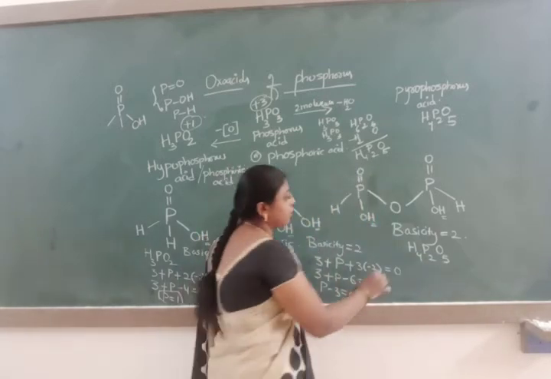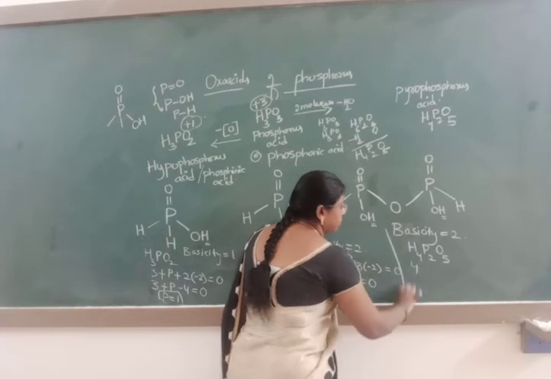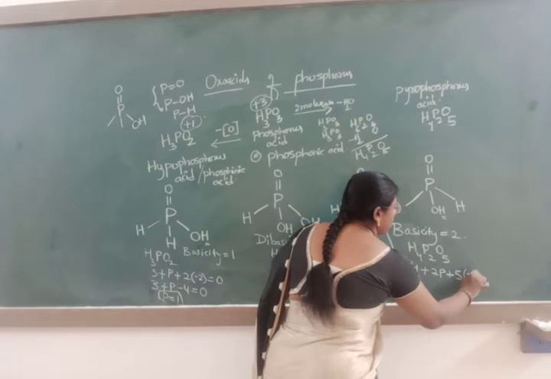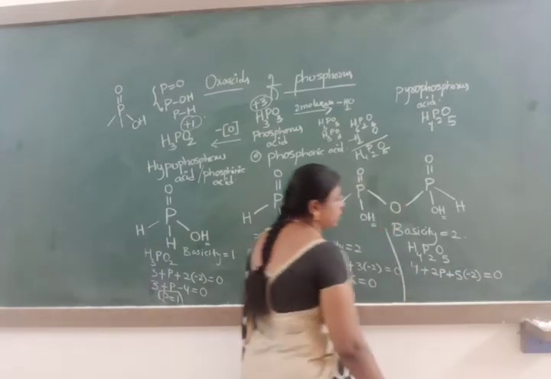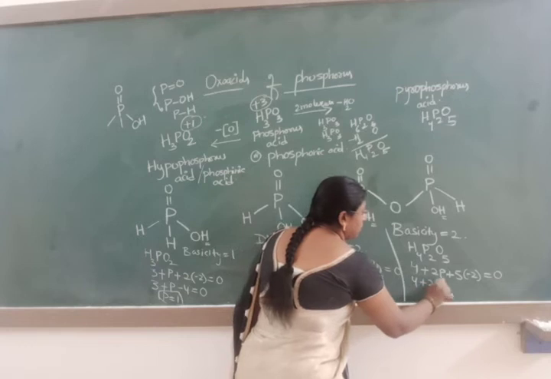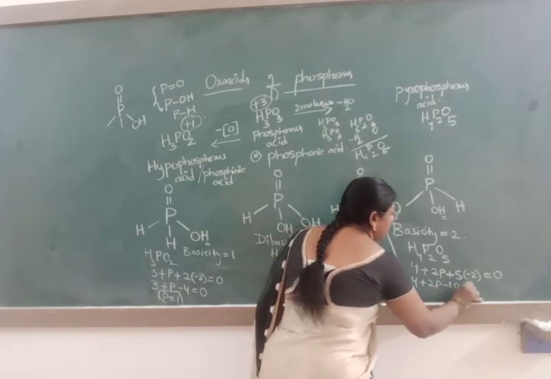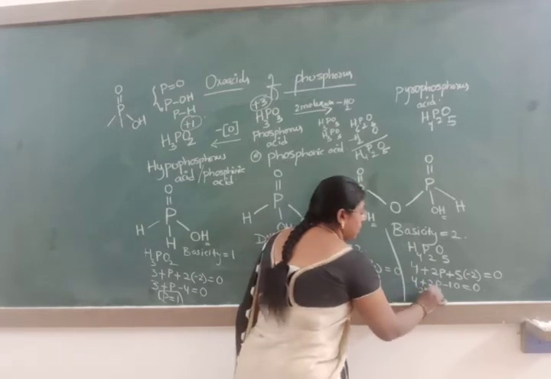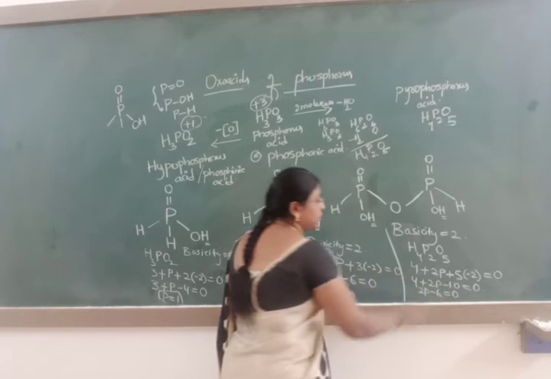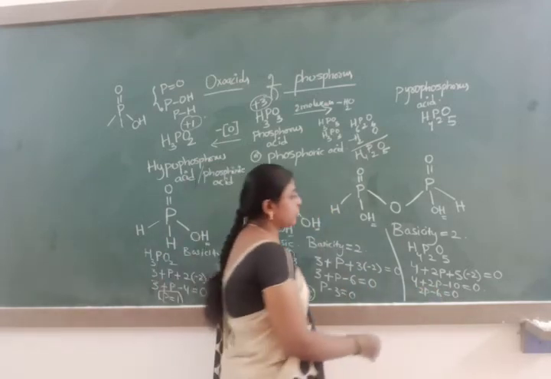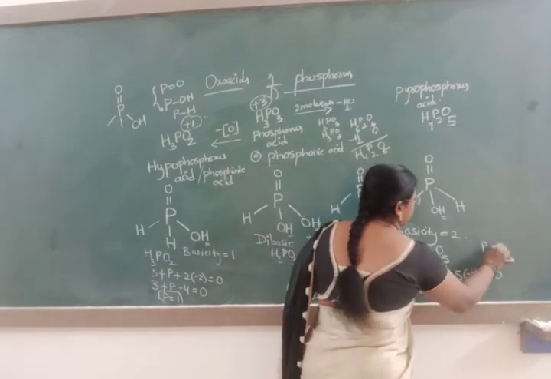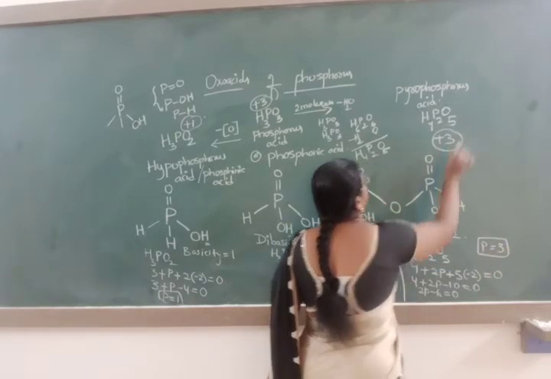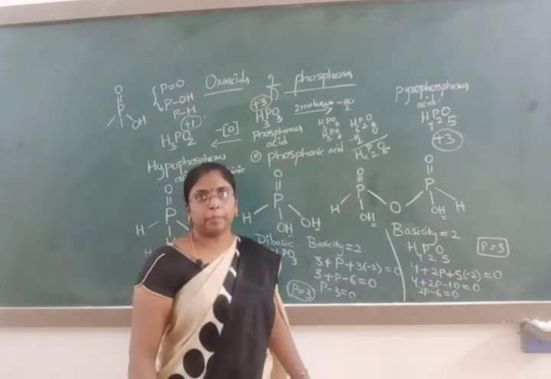4 hydrogens are there. I can write it as 4 plus 2P for phosphorus, 5 oxygens, 5 into minus 2. 4 plus 2P, 5 twos are 10, minus 10 is equal to 0. Minus 10 plus 4, it will be minus 6. 2P minus 6 is equal to 0, which means P is equal to 3. The oxidation state of pyrophosphorus acid is plus 3.